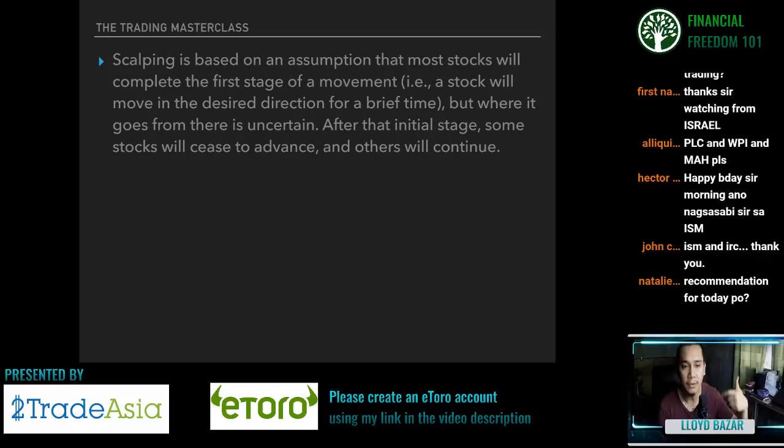So, usually kasi sa unang pitik ng uptrend, magigain pa yan. And then, after the first uptrend, hindi na tayo sure kung aakyat pa yan. If it goes up, then good. Pero we bet on that usual move na pag pumitik yan pataas, mag-uptrend yan for a short term. And then we take advantage of that. So scalping is based on the assumption that most stocks will complete the first stage of a movement, right?